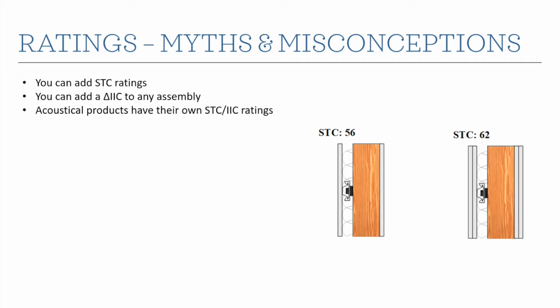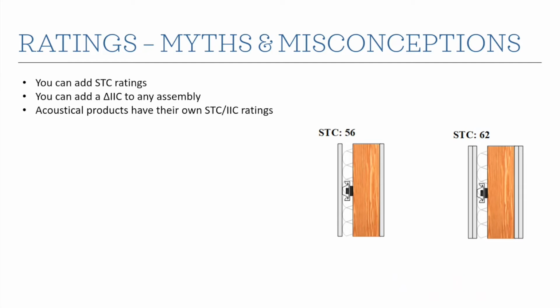And last but not least, this sort of idea that acoustical products have their own STC or IIC ratings. There are some instances where products do have their own acoustical rating, again, sort of removed from the context in which they're used. So NRC values, CAC values for acoustical ceiling tiles fall closer into that. Sound absorption measurement, NRC values are closer to that, more of just like a material property rather than an assembly property. But for STC and IIC ratings, we're measuring an entire assembly. And so the individual elements don't have their own ratings.